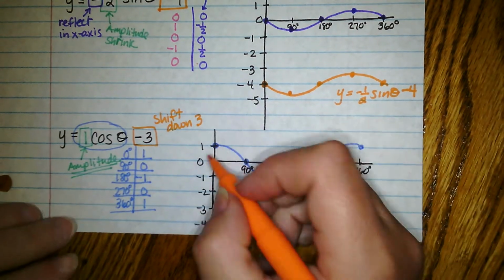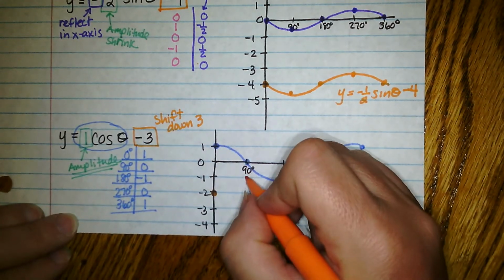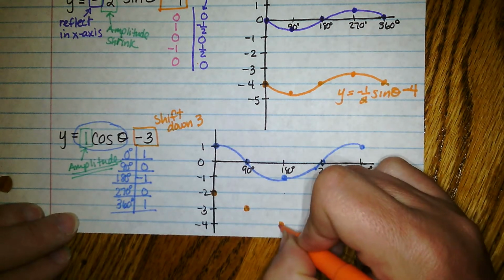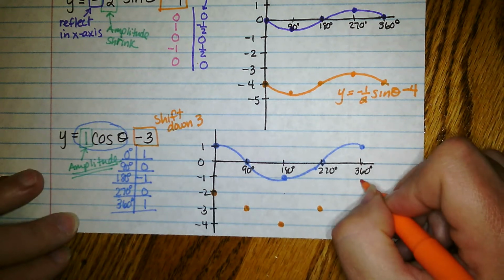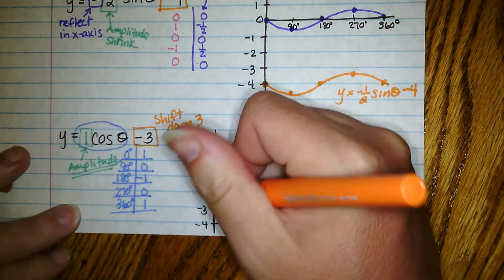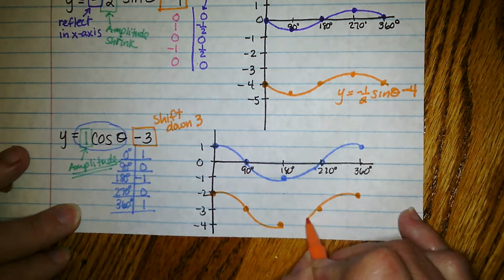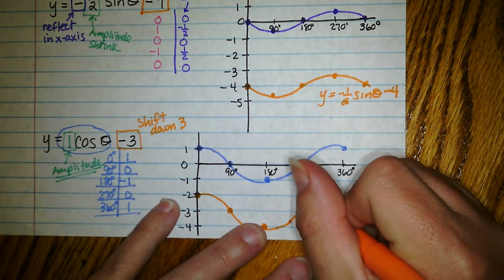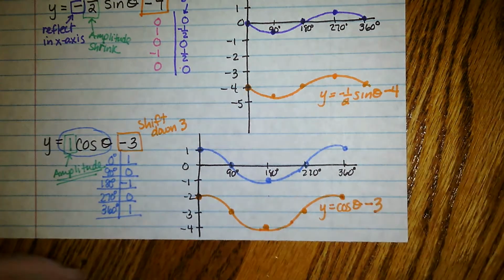So when we shift down 3, we start here, 1, 2, 3. This one, 1, 2, 3. And so on for each point. And then redraw right here. And this is y equals cosine theta minus 3.